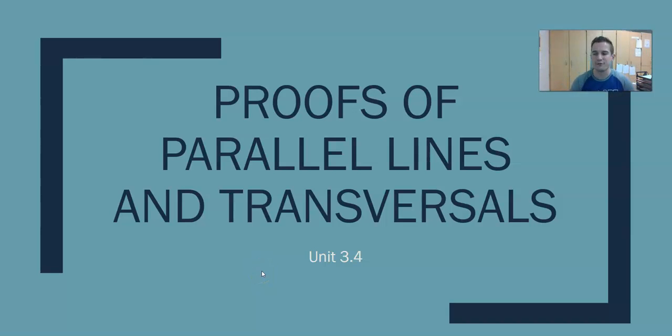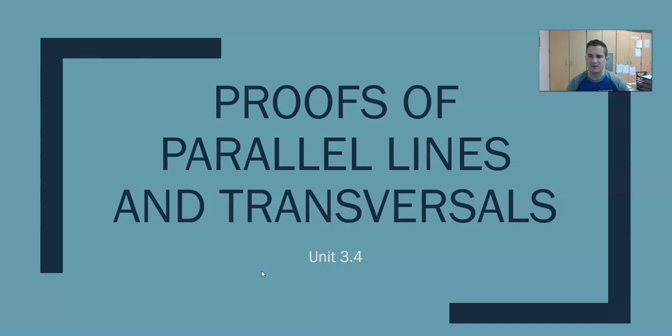We're in Unit 3. We've been talking a lot about parallel lines and all the different angle relationships that pop up when we're talking about parallel lines and a transversal cutting through. We've talked about what each of those different relationships are called. We've talked about solving different types of algebra problems using what we know about those relationships. Now we're going to be talking about proofs, and I'll explain a little bit what those are.